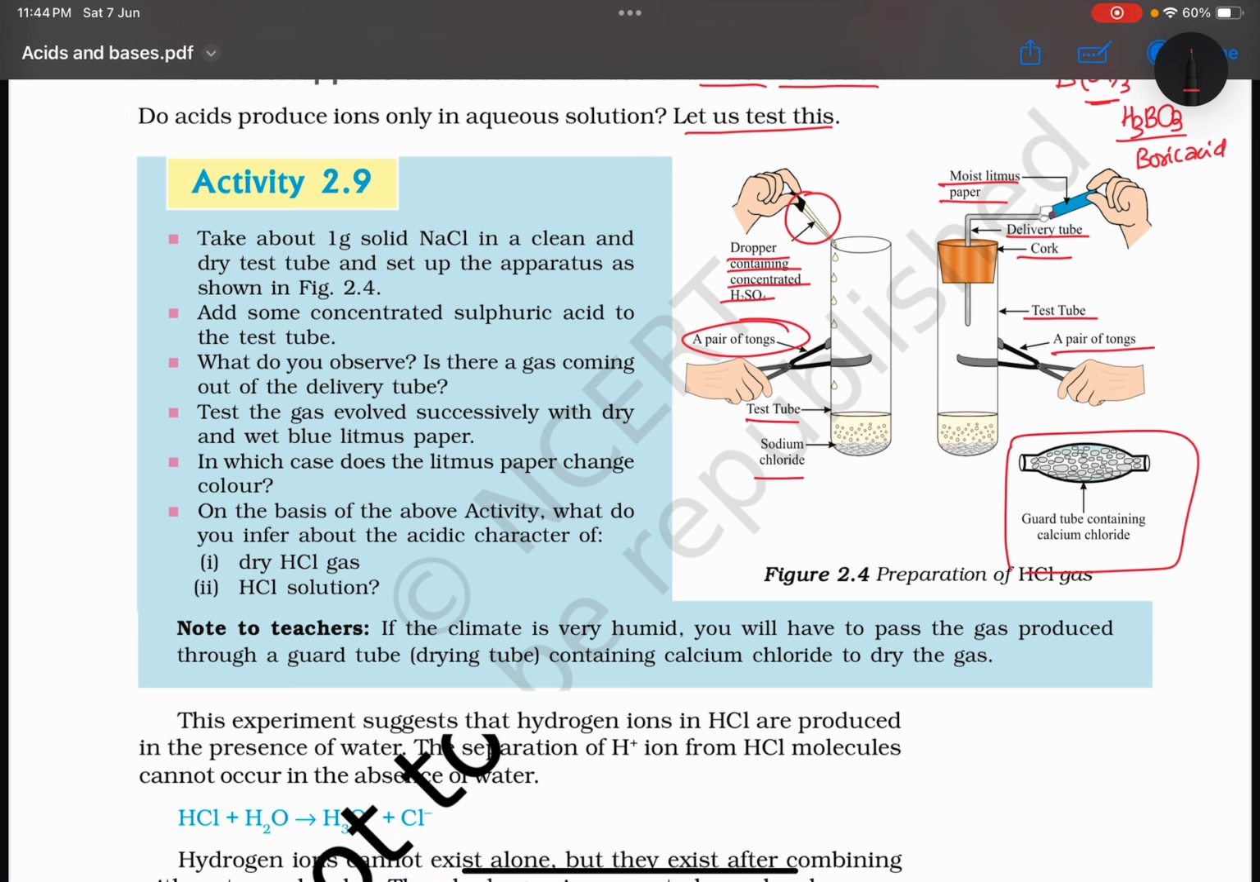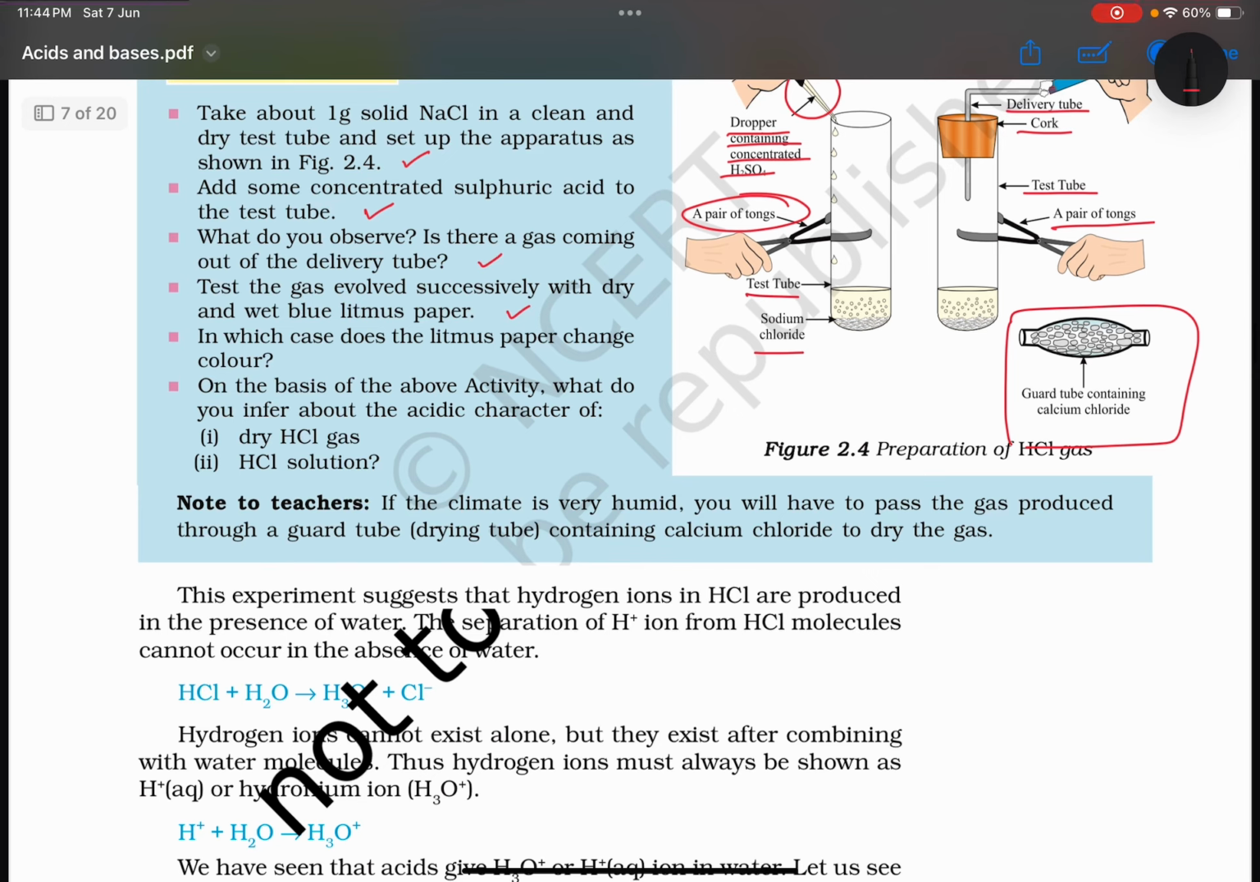Take about 1 gram of solid NaCl in a clean and dry test tube and set up the apparatus as shown in figure 2.4. Add some concentrated sulfuric acid to the test tube. What do you observe? Is there a gas coming out of the delivery tube? Test the gas evolved successively with dry and wet blue litmus paper. In which case does the litmus paper change color? On the basis of the above, what do you infer about the acidic character of dry HCl gas and HCl solution? For me, it's a note to teachers.